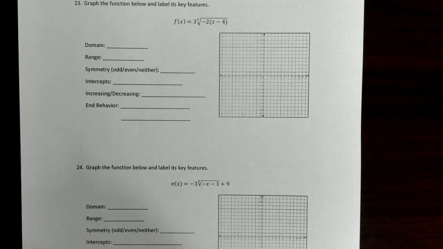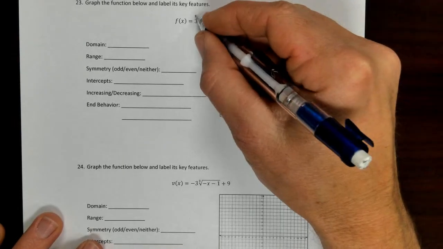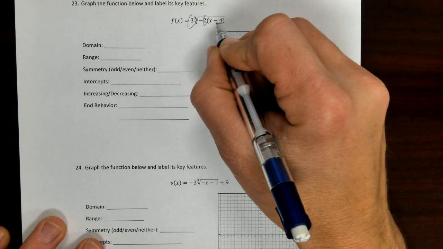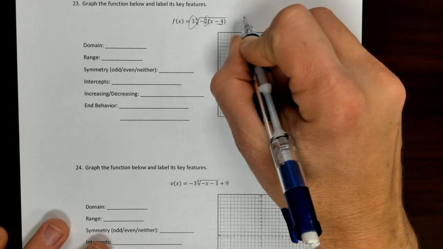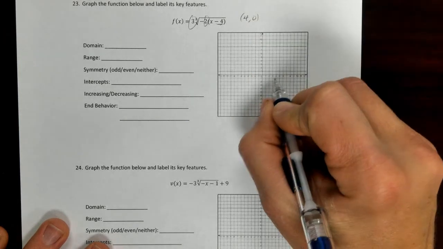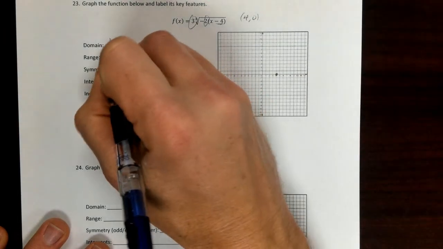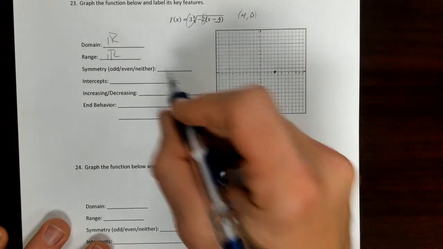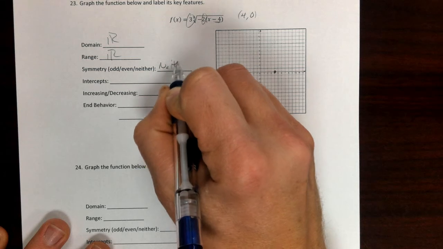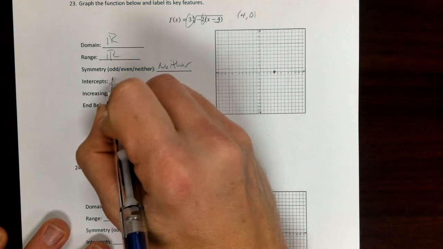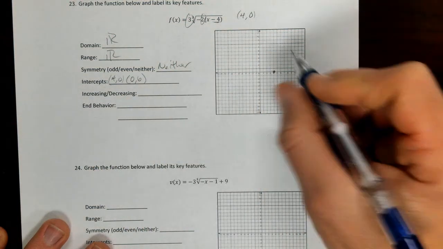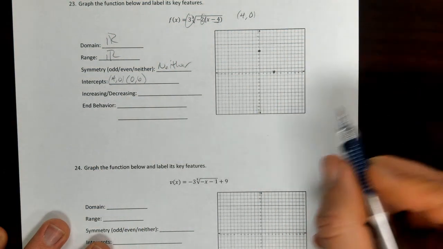For our cube root functions, same thing. We're looking at all of our transformations to the cube root function. We have a stretch, a horizontal compression, and a change to the inflection point, which is going to be at (4, 0). My domain is all real numbers, and my range is all real numbers. If my inflection point's not at the origin, it's neither. Our intercepts are at (4, 0) and (0, 6).